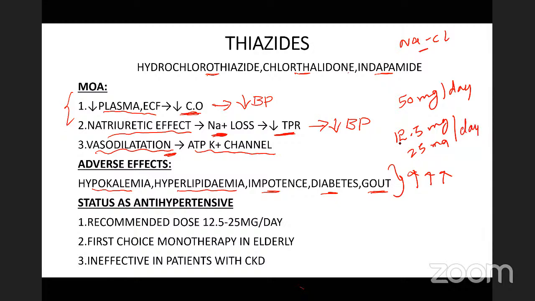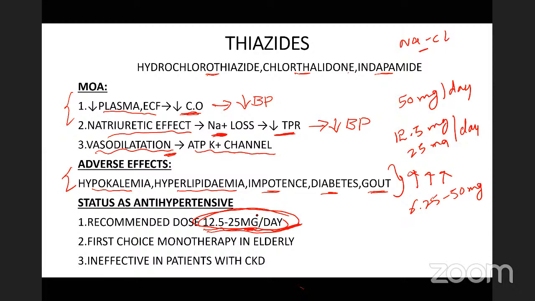Hydrochlorothiazide or these drugs should be started with the dose of 12.5 to 25 milligram per day, because when you start at this dose, the incidence of all these side effects will be less. Although some textbooks mention the dose of thiazide as 6.25 to 50 milligram, some studies have shown that when you use 12.5 to 25 milligram per day, the incidence of side effects is less.